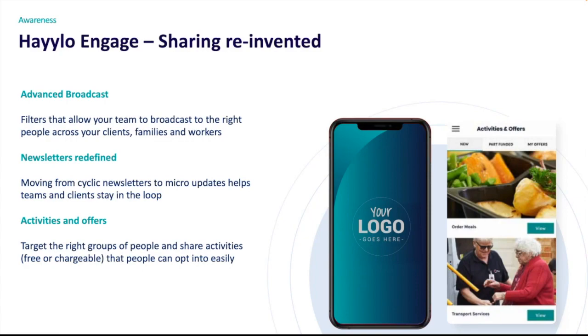We're also able to do things like share updates, share newsletters, and share different types of information to keep everyone abreast of all of the different things happening across the organization. And then we can target groups of people and share activities that are chargeable and increase those peripheral services like transport or meals or activities and programs that are happening across the care provider groups.